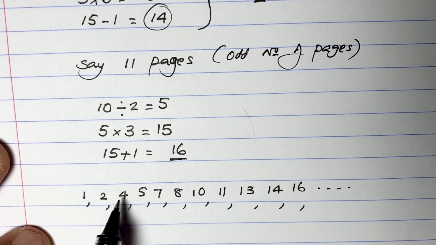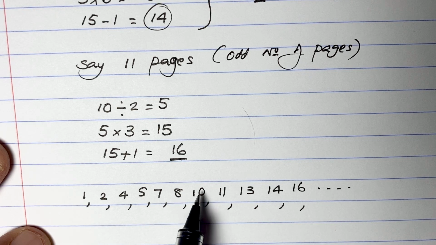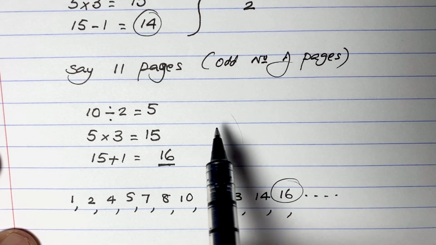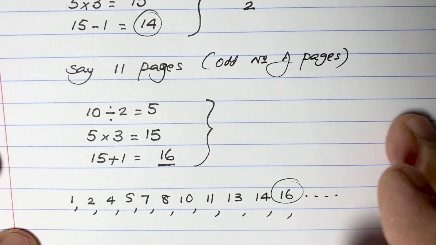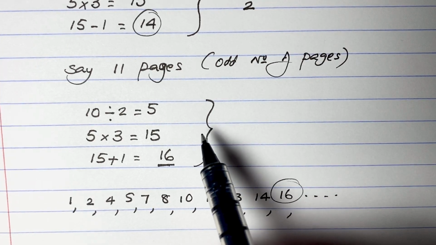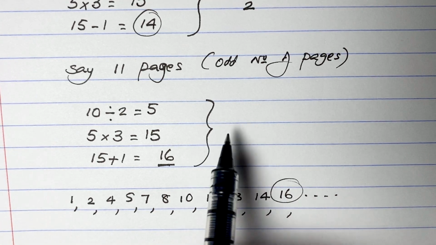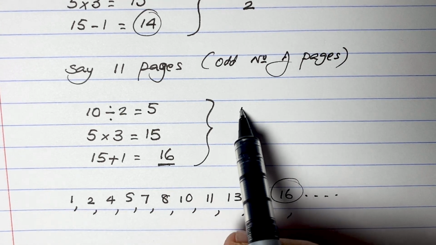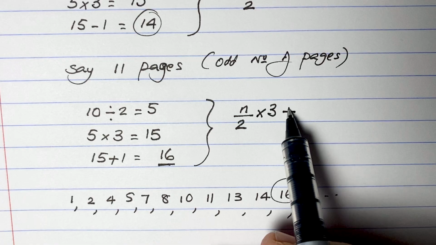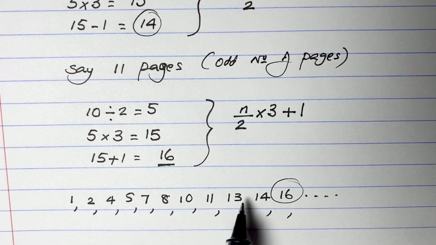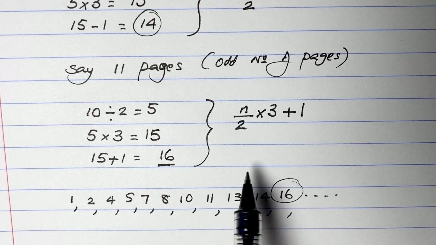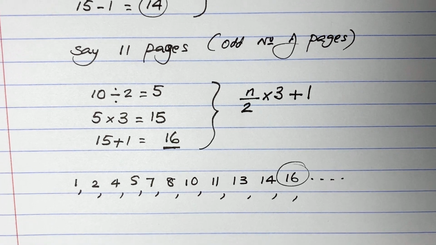Page number 1, 2, 3, 4, 5, 6, 7, 8, 9, 10, 11th page is 16. So the rule for an even number of pages would be to go to the previous number, to the odd number, which is 1 less. That would be n divided by 2 times by 3. This time you add 1, because we went to the previous number, we worked it out, and we have to add 1 because of going back to one previous number.